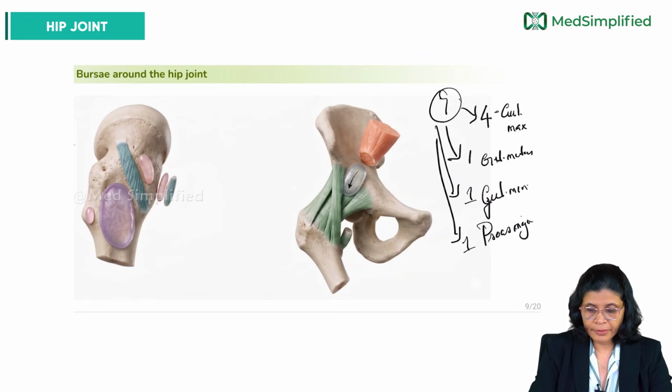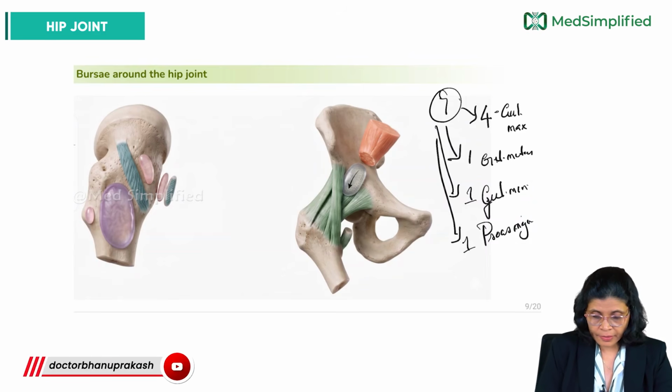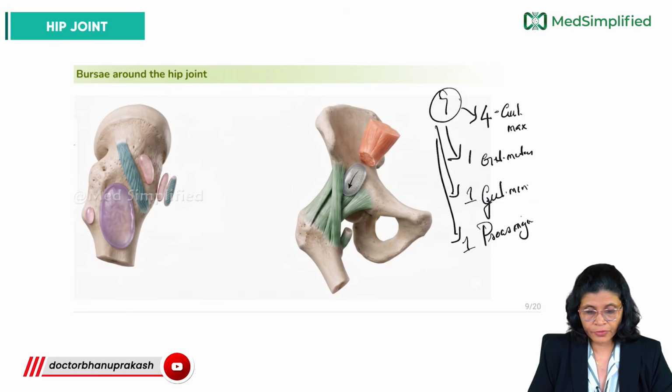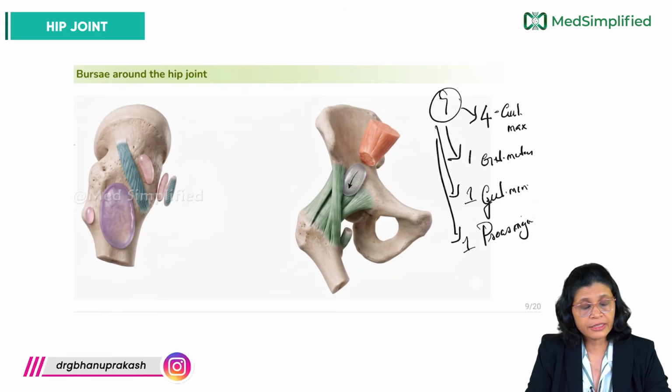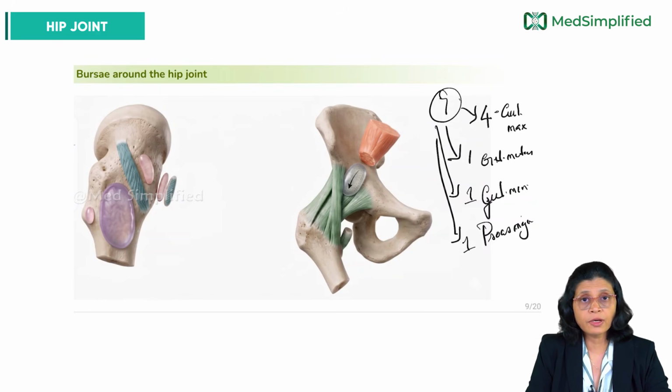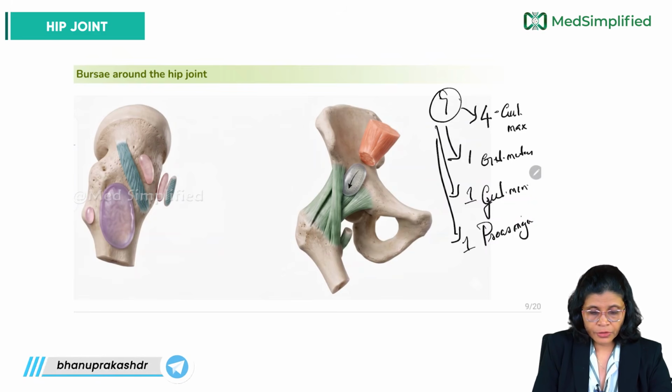Okay, so the bursae beneath the gluteus maximus, we can see some of them here. Two of them we can see here. One is between the gluteus maximus and the ischial tuberosity. When this bursa is inflamed, especially in people who sit for a very long time, like the weavers, it results in inflammation, and that is why it is called the weaver's bottom.